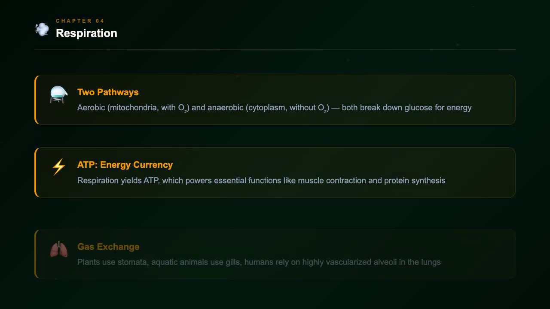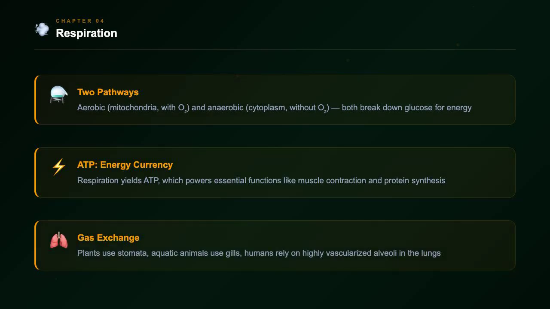Respiration breaks down glucose to generate cellular energy, utilizing aerobic pathways in the mitochondria when oxygen is present or anaerobic pathways in the cytoplasm when it is absent. The process yields ATP, which acts as the cell's energy currency to power essential functions like muscle contraction and protein synthesis. To facilitate the necessary gas exchange, plants utilize stomata. Aquatic animals filter dissolved oxygen through gills, and humans rely on a complex respiratory tract ending in highly vascularized alveoli.